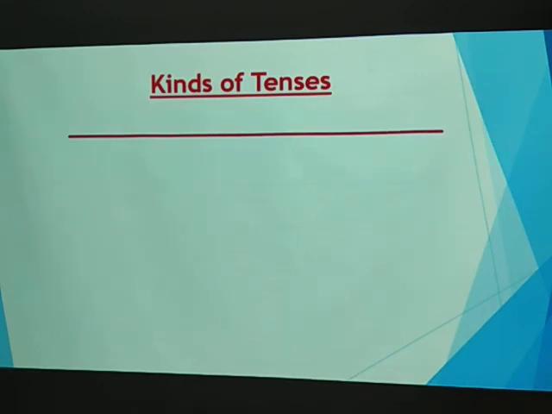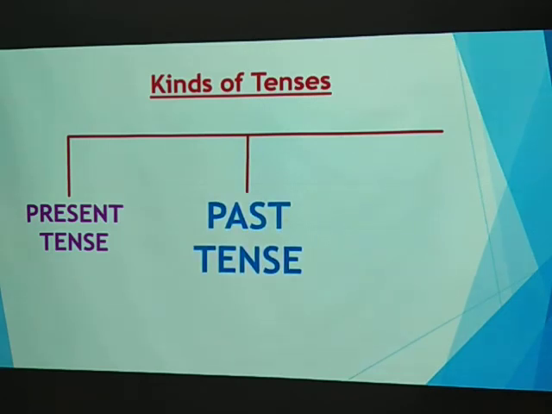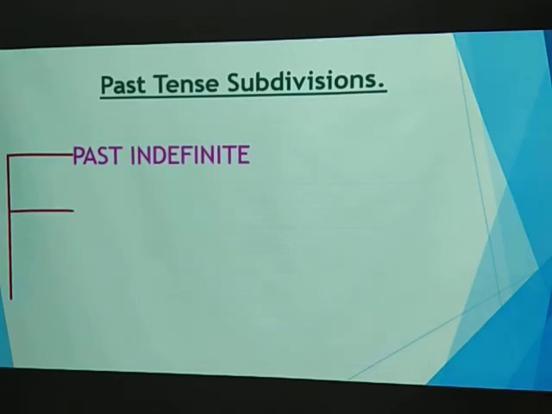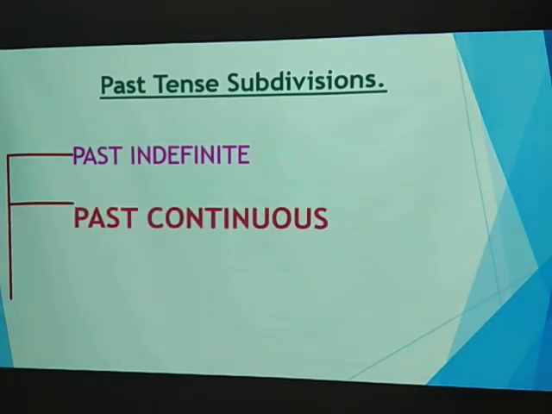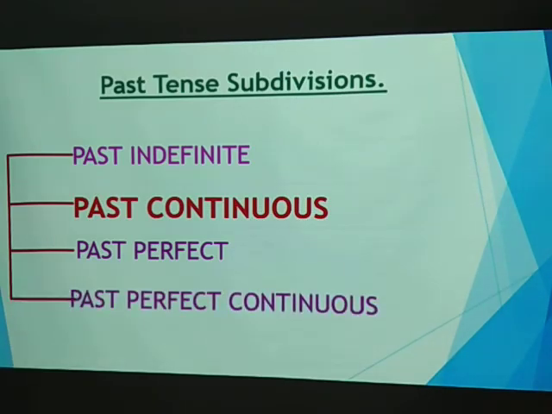The kinds of tenses. Present we have already finished. Next is the past tense which we are going through, and the future will come later on. The subdivisions in past tense: past indefinite or simple past, past continuous, which we will discuss today in this video, past perfect in the next video, and next is the past perfect continuous.